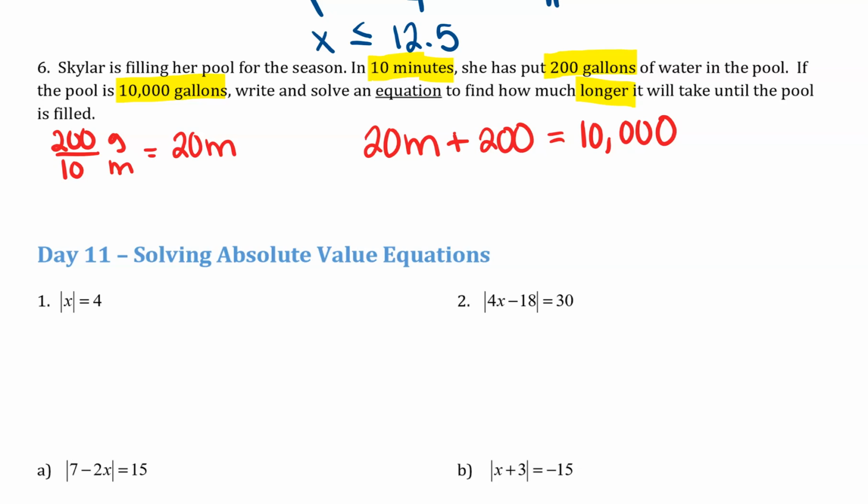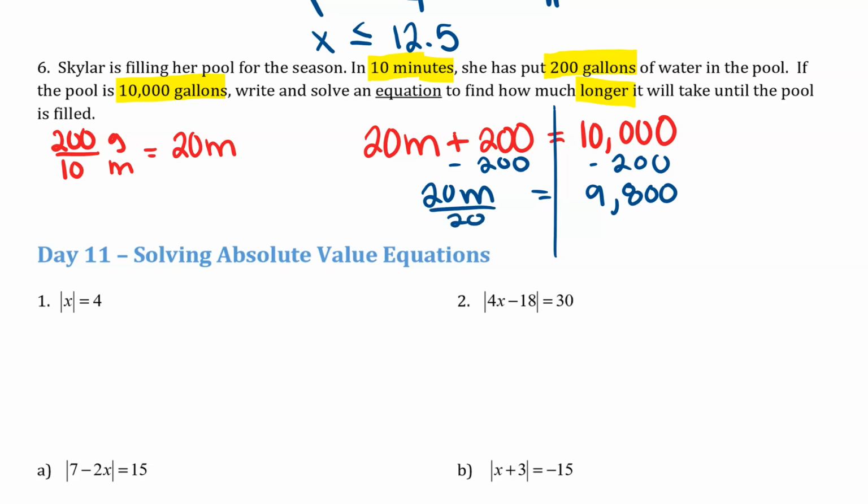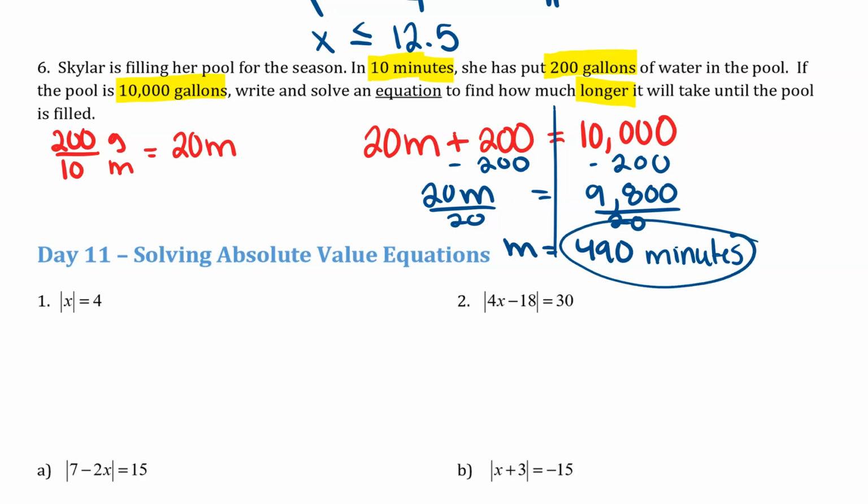So now we just need to solve for M, which stands for the amount of minutes that we have remaining. So to solve this, I put a line down the middle. I need to get rid of the 20 and the 200. I subtract the 200 first. I'm left with 20m equals 9,800. And then I divide both sides by 20. M equals 490, which means 490 minutes until that pool is filled.